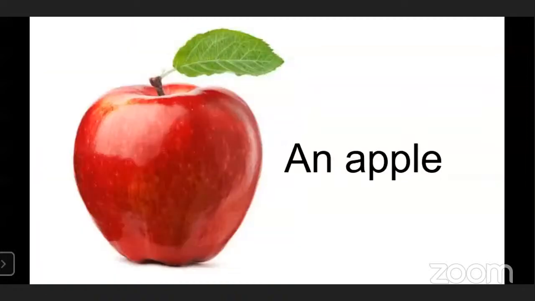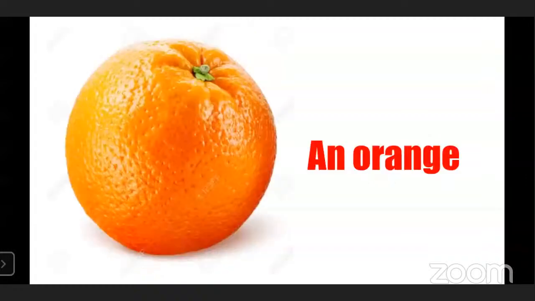An apple. Just now we saw the vowels A, E, I, O, U. So apple starts with A. And whenever you pronounce it, that is A, a, apple. That is an apple. An orange. Why have I not said a orange? Yes, O is a vowel. That is why it is written an orange.